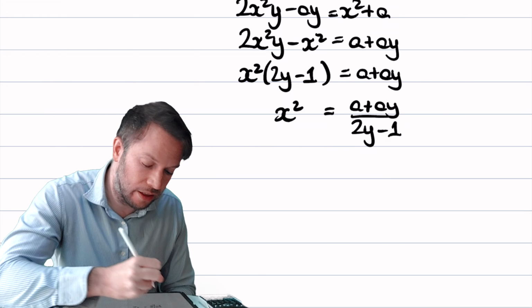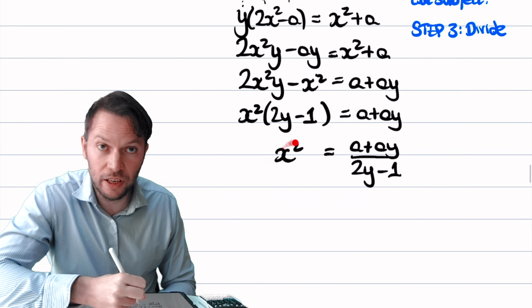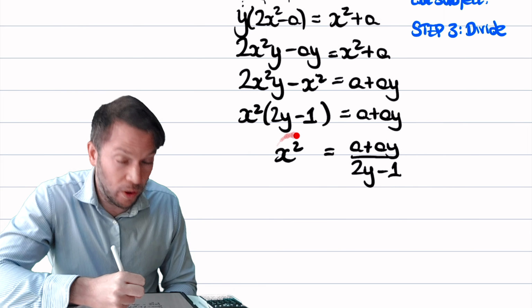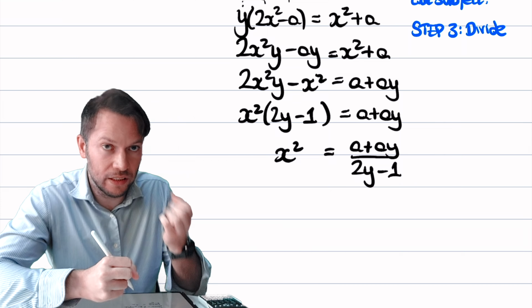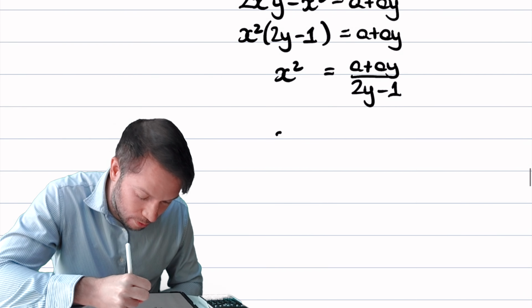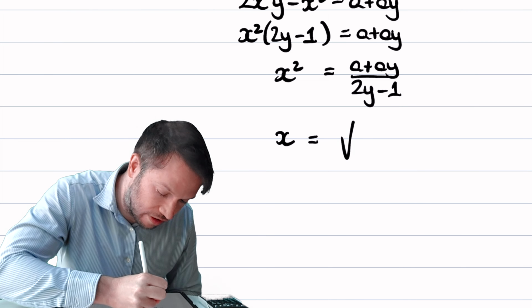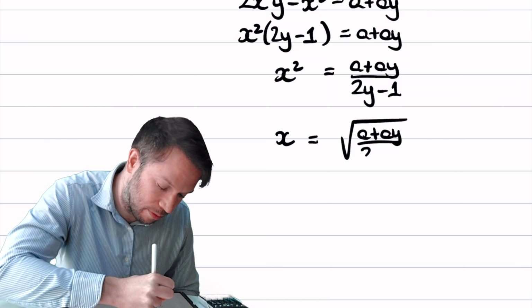Now we're nearly done. This is looking much better because the x is almost on its own and it is on one side of the equation. But we've got this squared here. We need it in the form x equals something to be the subject of the formula. So we square root both sides to get rid of that squared. And we get x is equal to the square root of all of a plus ay over 2y minus 1.